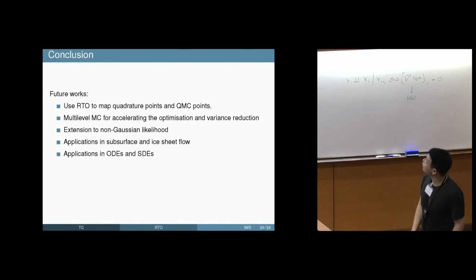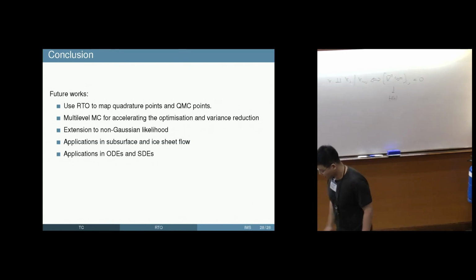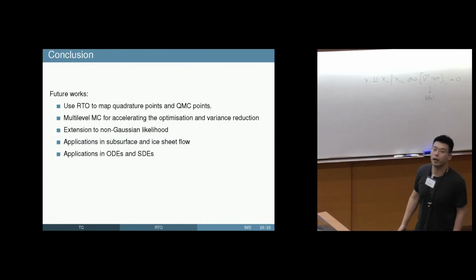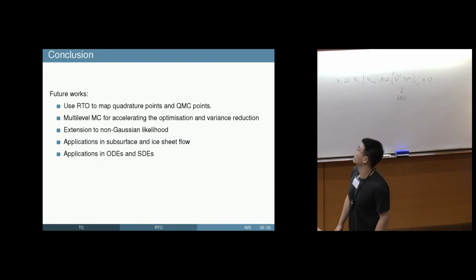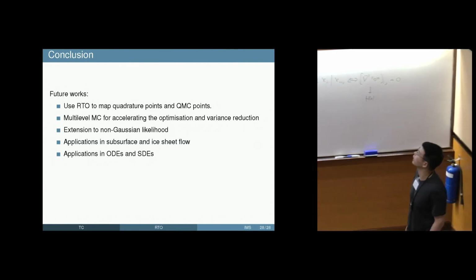In terms of future work, RTO gives us an explicit way of mapping samples from a reference distribution to a target. Instead of mapping Monte Carlo points, we can map QMC points, or we can map quadrature points. This may help in certain scenarios to improve the quadrature accuracy. We can also very naturally apply multilevel methods here to further accelerate the optimization, or to achieve variance reduction. It's just a very natural fit for the multilevel idea.